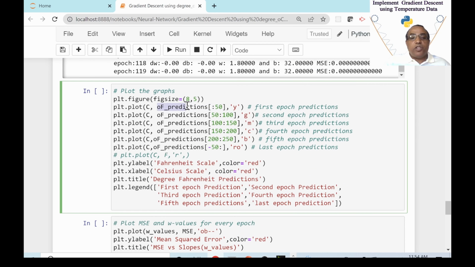Okay, so this is the first epoch, from 50 to 100 is the second epoch, 100 to 150 the third epoch, the fourth one is 150 to 200, the fifth epoch is 200 to 250, and this one is the last epoch for predicted values. Okay, let's plot and see how they look.